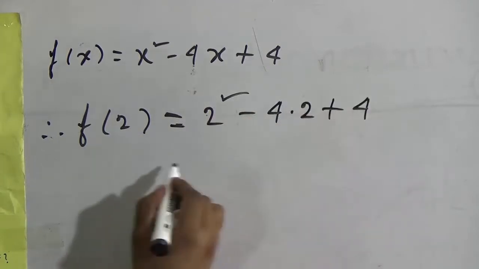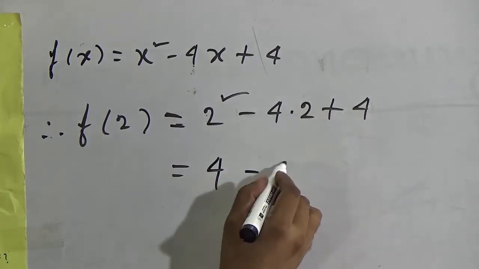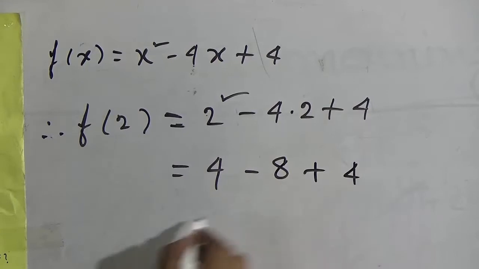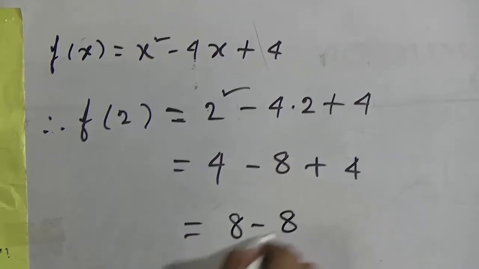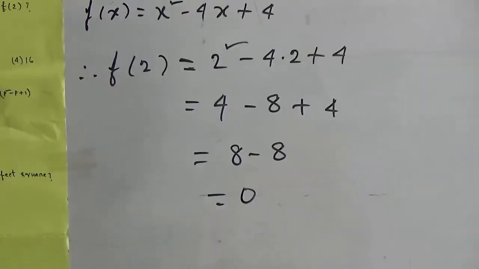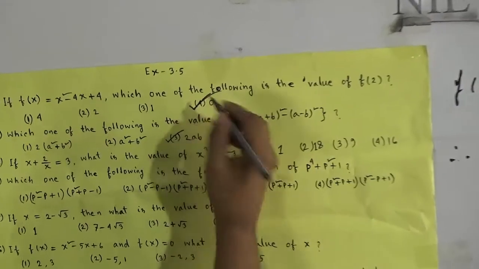plus 4. This is equal to 4, 2 square means 4, and 4 2s are 8, plus 4. Now 4 plus 4 equals 8, 8 minus 8, this is equal to 0. That means the value of f of 2 equals 0. In option 4, 0 is given, so our correct answer will be option 4, 0.